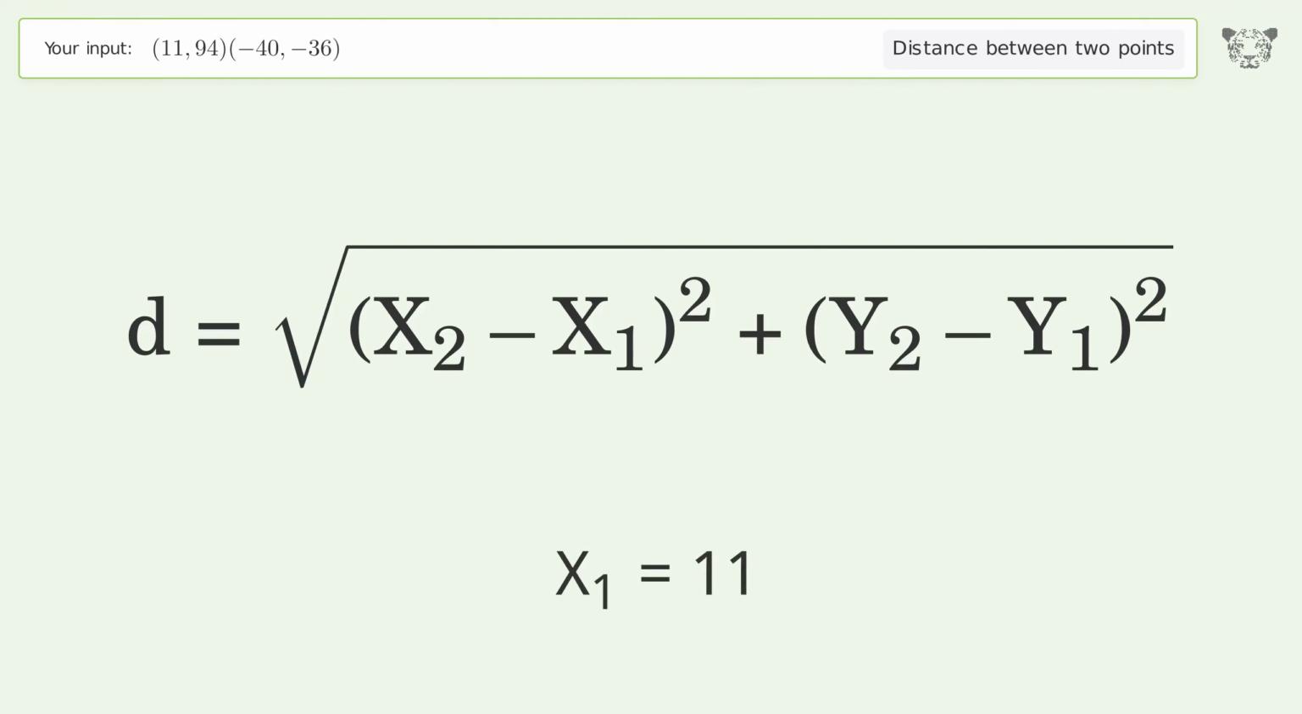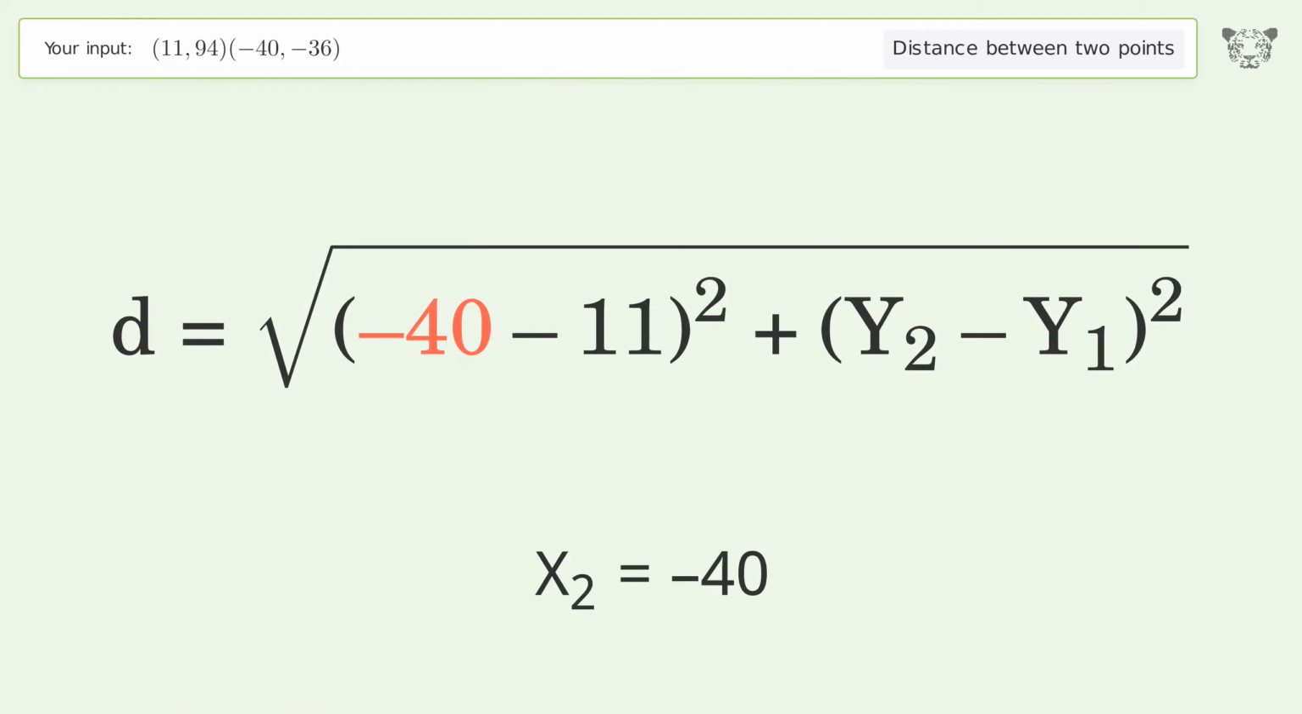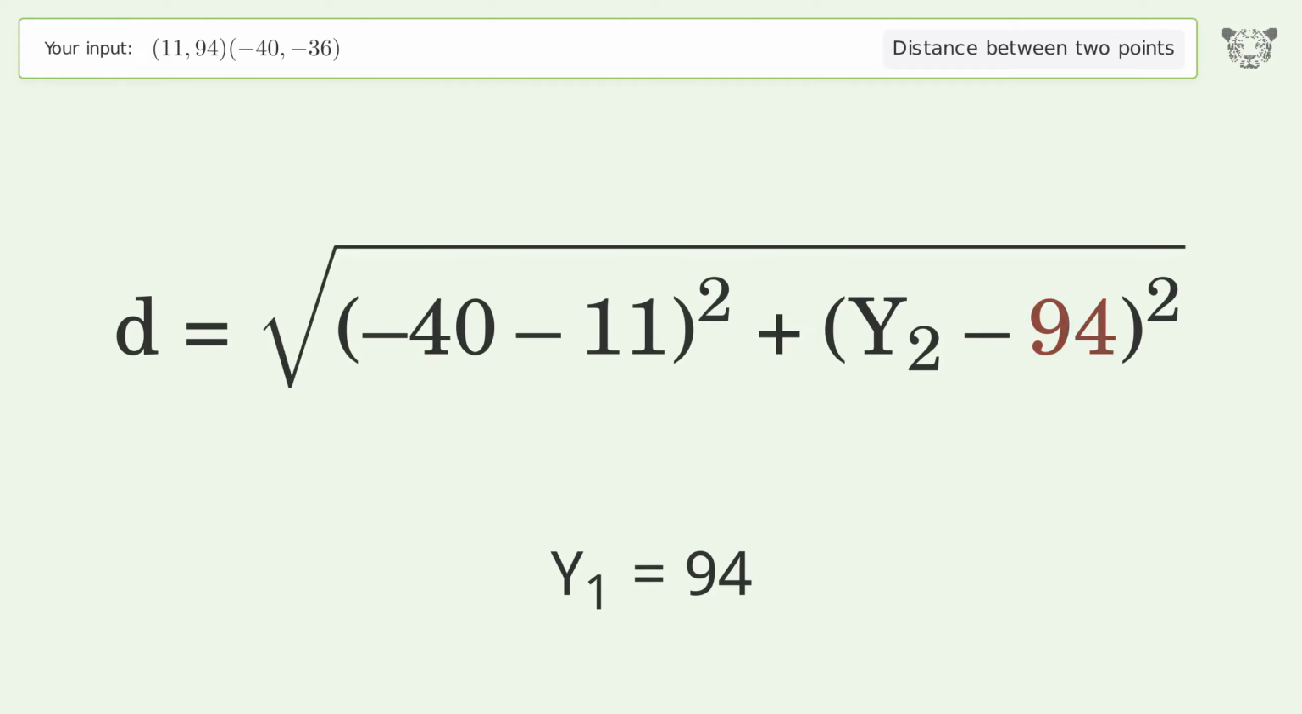x1 equals 11. x2 equals negative 40. y1 equals 94. y2 equals negative 36.